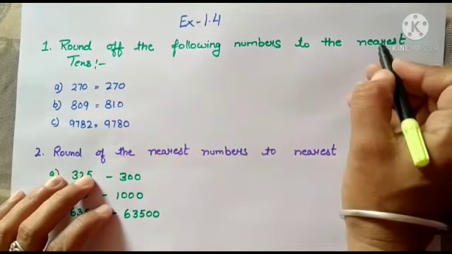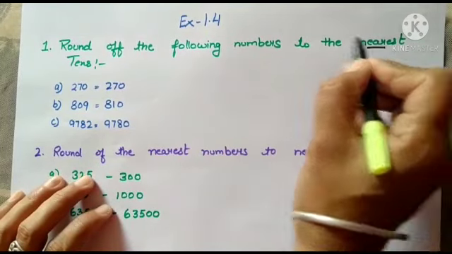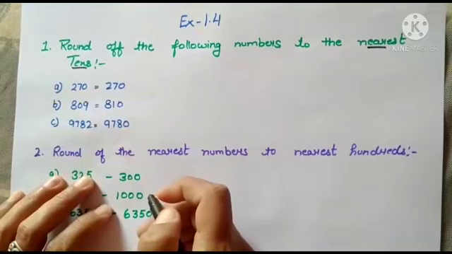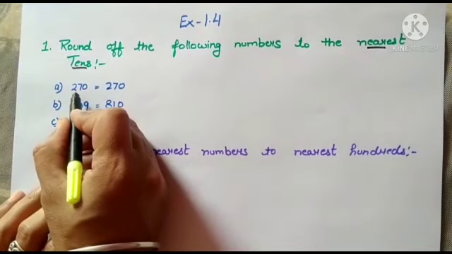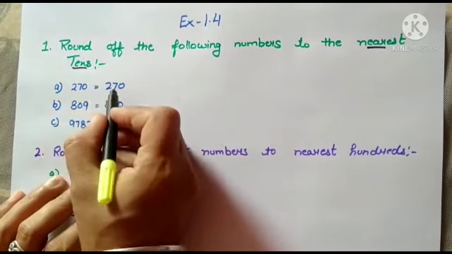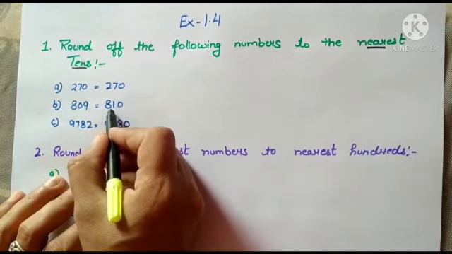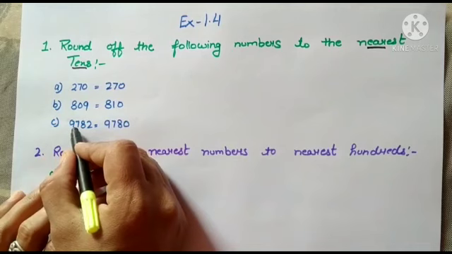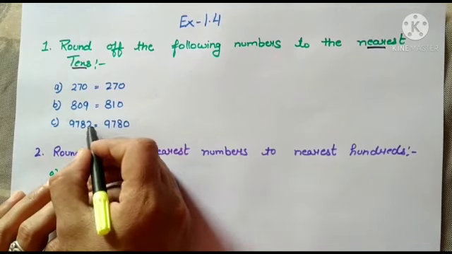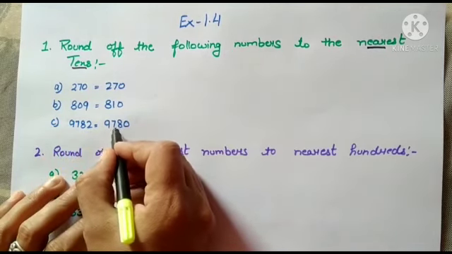You have to prepare the answer to the nearest tens. How can you prepare it? Let us see. Like first is 270. Here the answer will be 270. 809, the answer will be 810. 9702, the answer will be 9700.